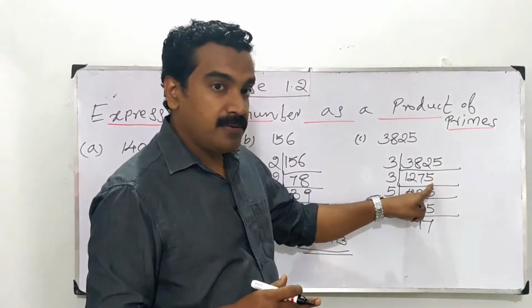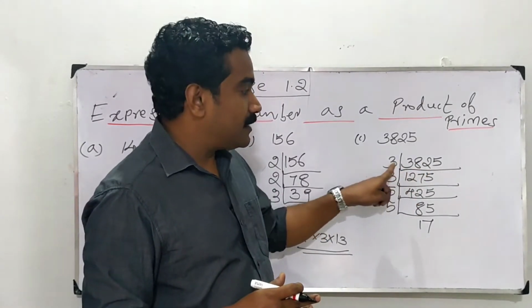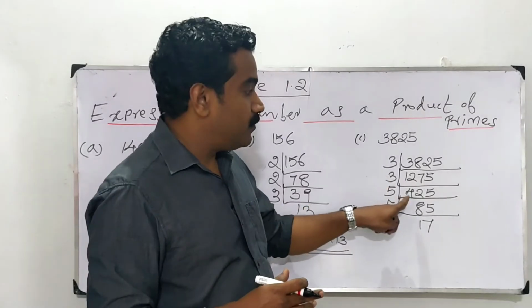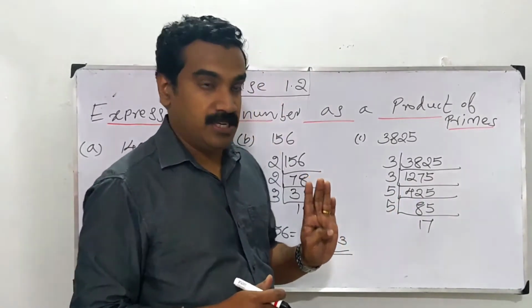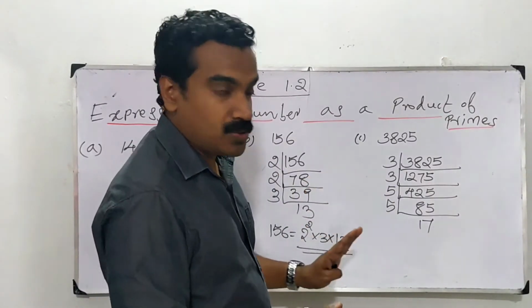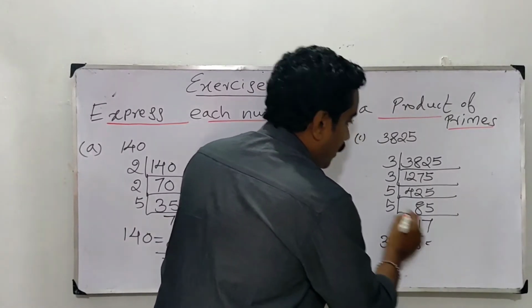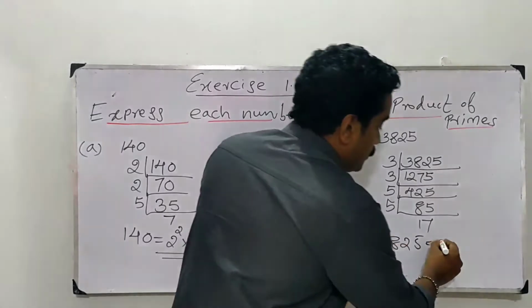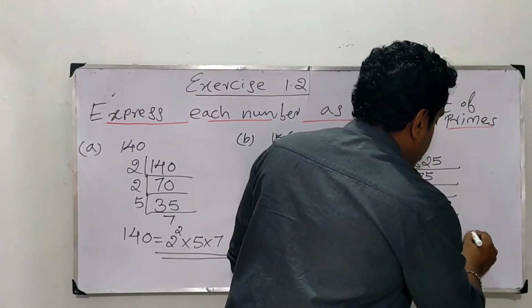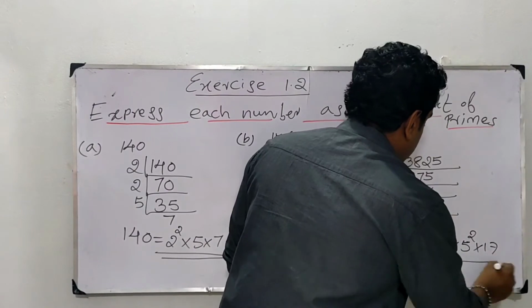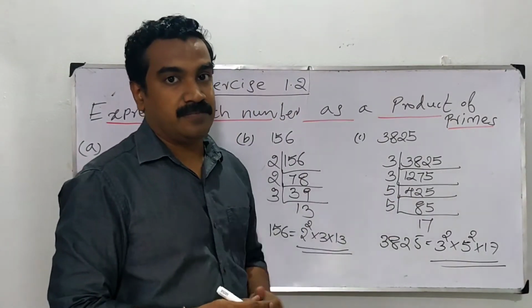The last number is 5. You can divide it with 5, or just add the digits and check whether it is divisible by 3. It's divisible by 3. Then again with 3 you will get 425. Then again with 5 you will get 85. Then 5 you will get 17. So we stop. 17 is a prime number, so we can stop. So you can write 3825 as, how many times is 3 coming? 2 times. So it is 3 square. Then 5 also is coming 2 times, so 5 square. And the last one is 17. So 3825 you can write as 3 square into 5 square into 17.